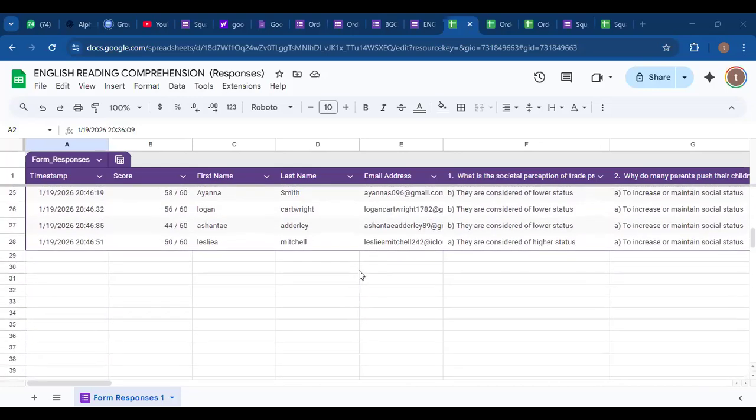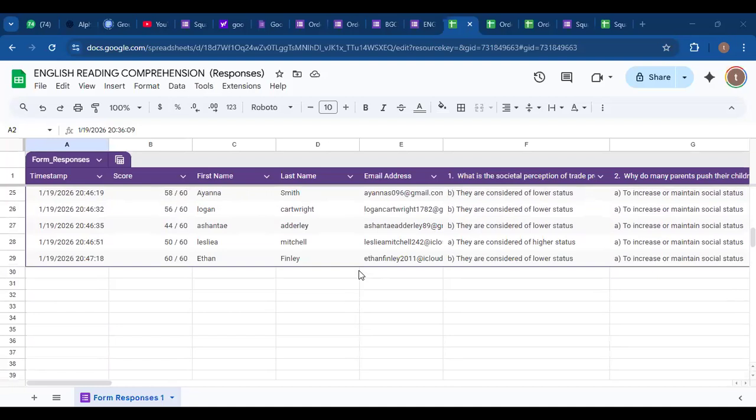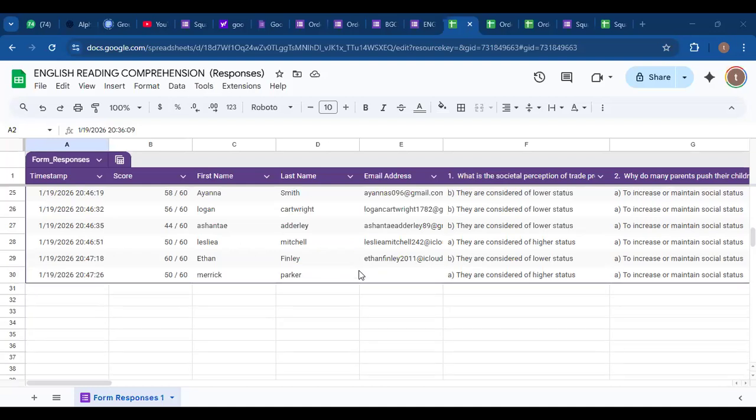Devon Johnson, what number you on? Devon Johnson, what number you on? Ethan Finley, where's Ethan Finley? Right there. You got all right. That's excellent, Ethan. So far, three persons got all right. Ethan, who else? And two other persons.